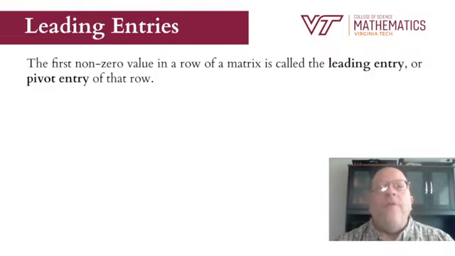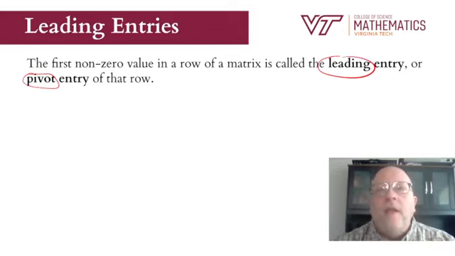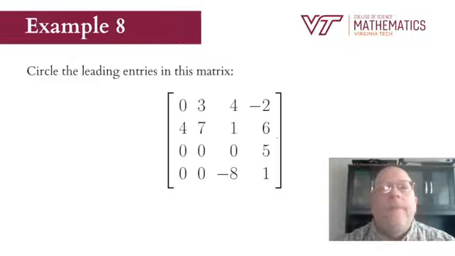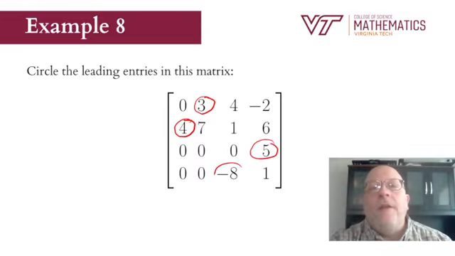The first non-zero value in any row of a matrix is called the leading entry, or the pivot entry of that row. You'll see both terms. I usually say leading entry. Our book usually says pivot entry. Just be familiar with both of them. Leading entries are simple. It's just the first number in every row that's not a 0. So in the top row, the leading entry is a 3. In the second row, it's a 4. In the third row, it's a 5. And in the fourth row, it's a negative 8. That's it.